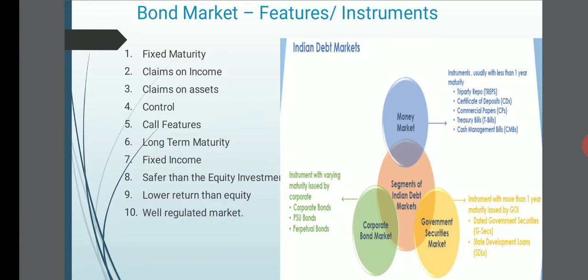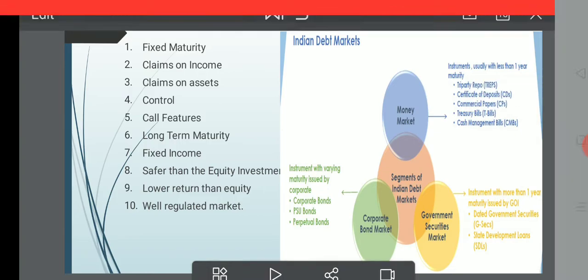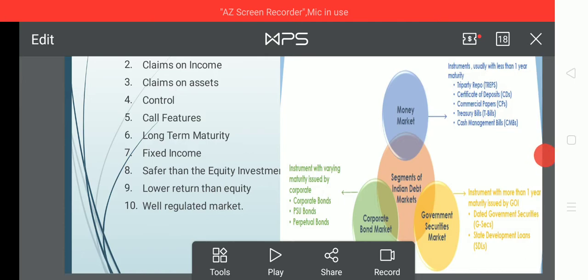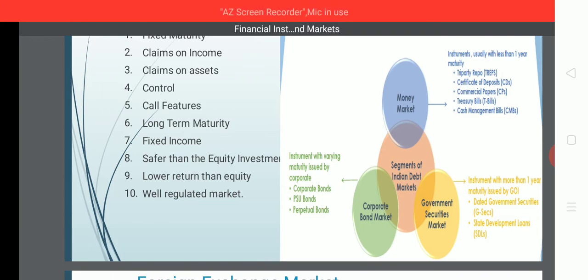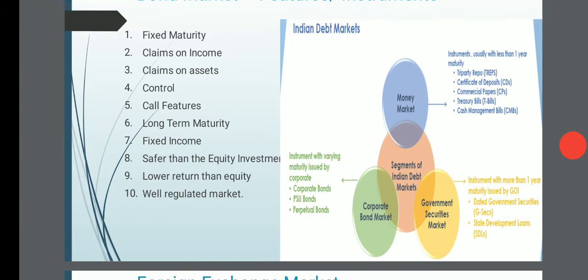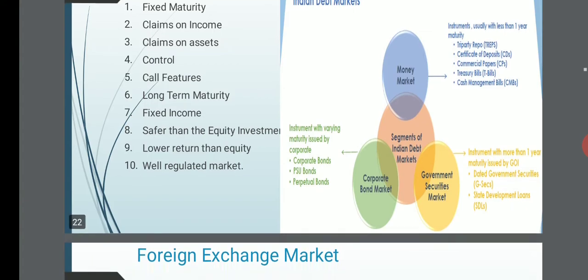And then the Indian debt market can be divided into money market, government securities market, and corporate bond market. Money market instruments usually have less than 1 year maturity, that is tri-party repos, certificates of deposit, commercial papers, treasury bills, and cash management. The government securities market is G-SECs, government security bonds, and state development loans. And when we talk about the corporate bond market, it is corporate bonds, public sector undertaking bonds, and perpetual bonds. So these are the components of the Indian debt market.